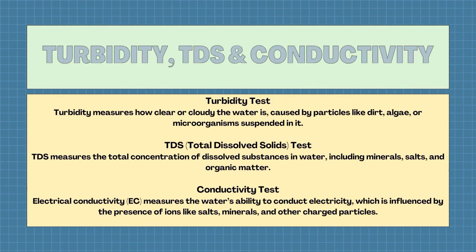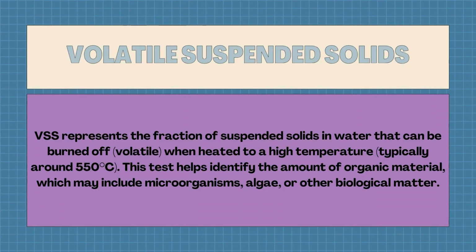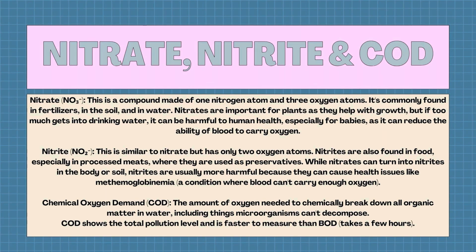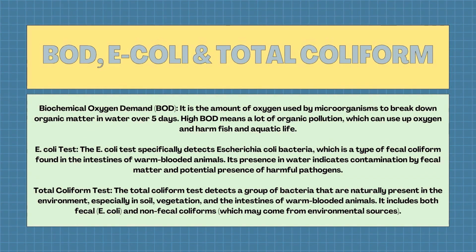For this mini project, we are going to conduct 3 tests. Number 1, physical test. Number 2, chemical test. And number 3, biological test. For the physical test, we are going to conduct 4 tests, which are turbidity test, TDS, conductivity, and also volatile suspended solid. Next, the second test is chemical test, which are 3 tests conducted: nitrate, nitrite, and COD. And for the biological test, we are going to conduct BOD and also E. coli and total coliform test.